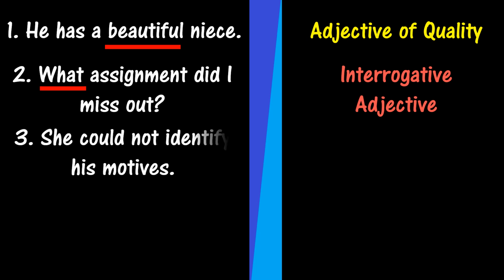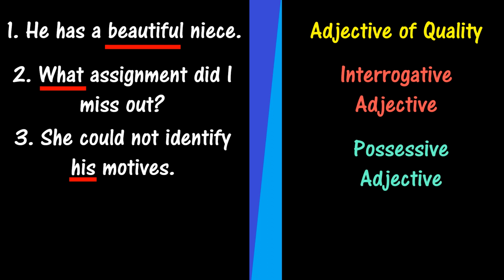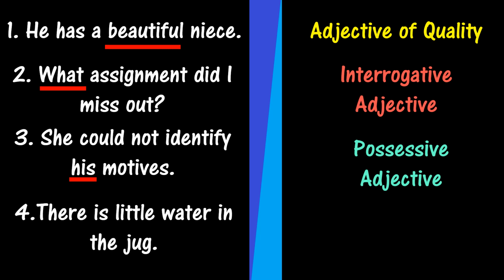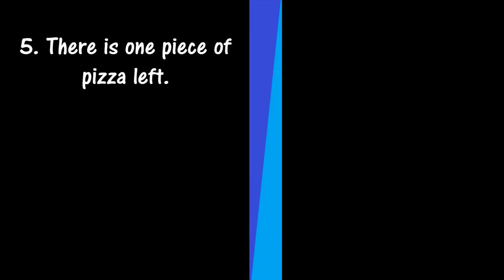She could not identify his motives. So here it is telling about the possession. So it is a possessive adjective, his. There is little water in the jug. Here it is talking about the quantity, little. So it is an adjective of quantity. There is one piece of pizza left. Here it is talking about the number, 1. So it is an adjective of number.